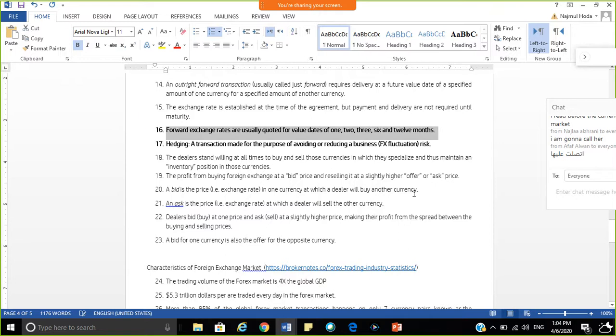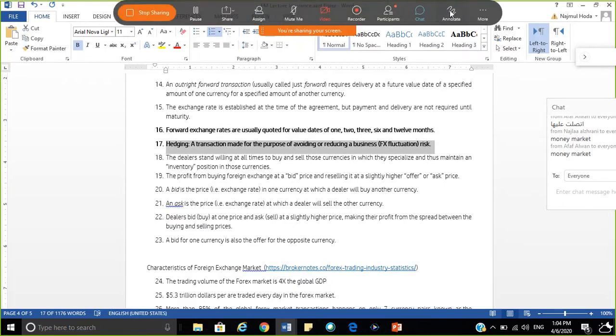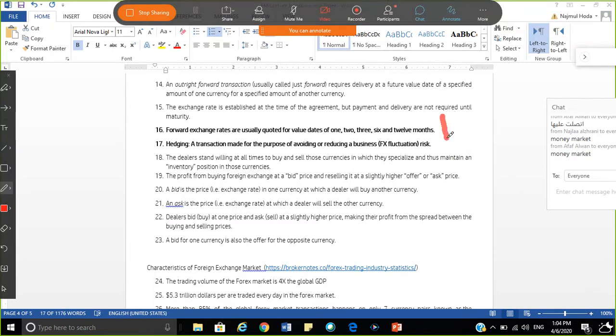Now tell me, if in a market the instrument's life is less than 12 months, what is it? Is it a money market or capital market? Very good, money market. So if the life of the instruments in any market is less than 12 months, then it is money market. So here in the case of forward transactions in the foreign exchange market, the life is less than 12 months. Now there is a very special type of instrument in foreign exchange, which is called hedging.